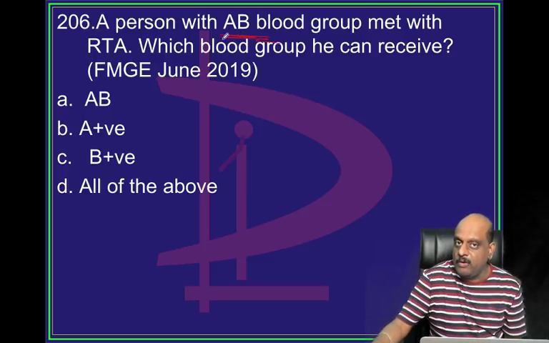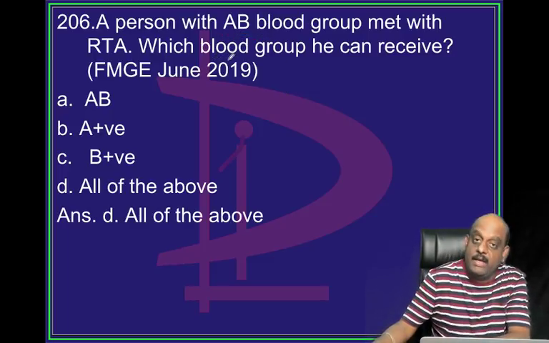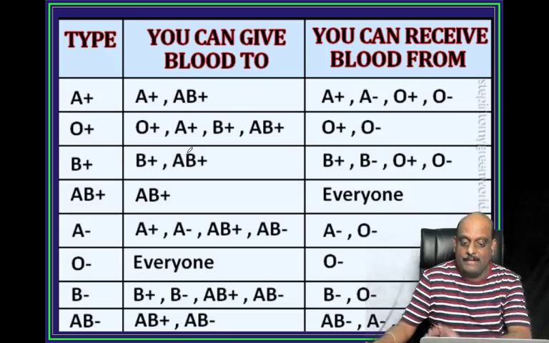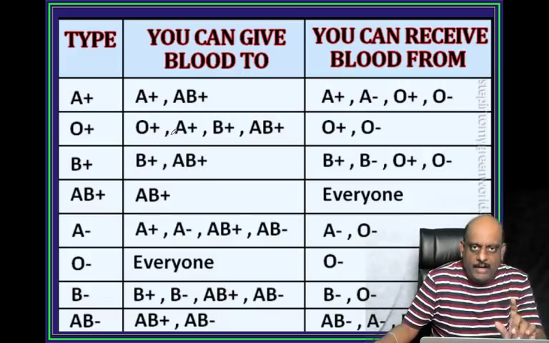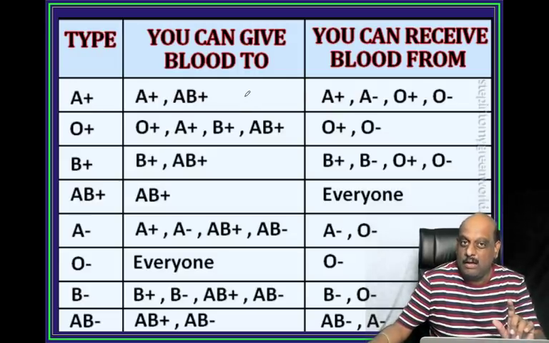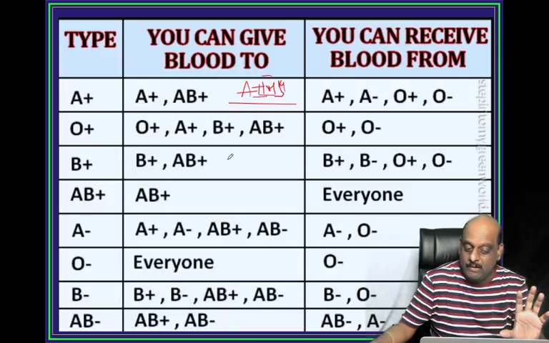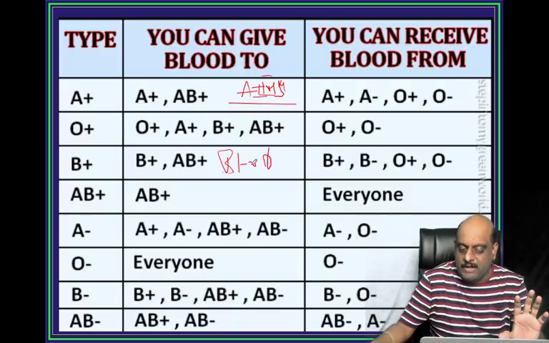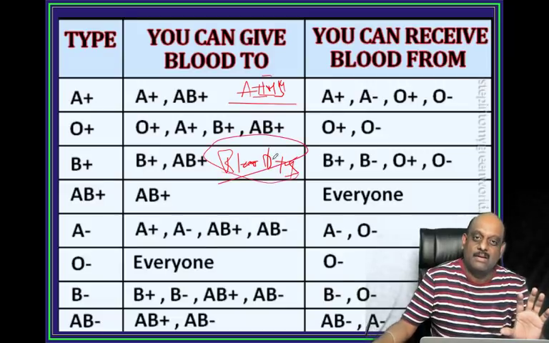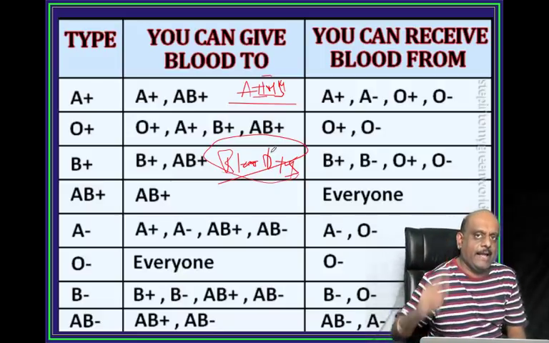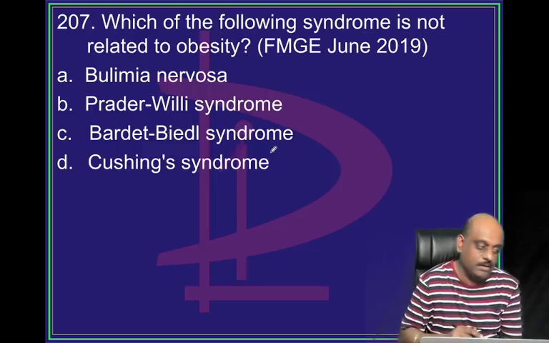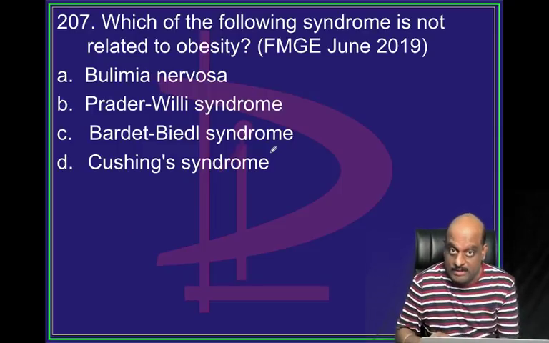A person of AB blood group is called a universal recipient. He can take anyone's blood. Once more, doctor, if you see the most recent 2019, 2018, 2017 AIIMS papers, and even last year's NEET PG, blood typing is a favorite question for the examiner. The typing of blood, blood groups, is a very, very important topic. My gut feeling is that definitely one question will come from blood grouping, agglutination, etc.